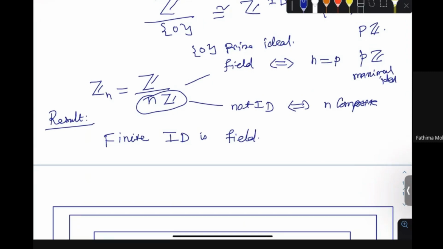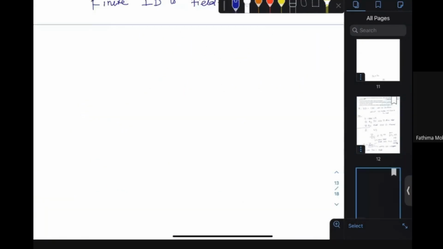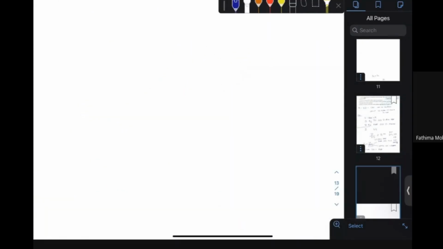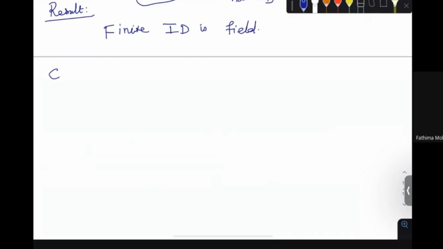So our prototypes are Z and Zn. We talked about Z and Zn, prime, like, easy. Now I should talk about C of [0,1], right? I should talk about C of [0,1] so that we could have good examples. So let's talk about C of [0,1].